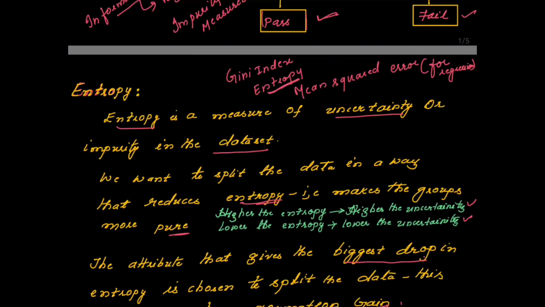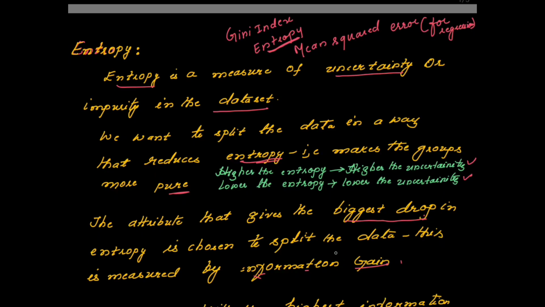The attribute that gives the biggest drop in entropy is chosen to split the data. This is measured by information gain. So basically in the entire algorithm, you are going to take into account the entropy and the information gain of the features in the data set. If the entropy value you compute for a feature is more, then there is more impurity and more uncertainty in the data set. Higher the entropy, higher the uncertainty.